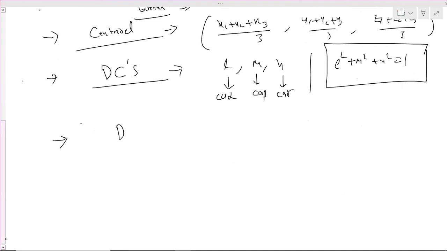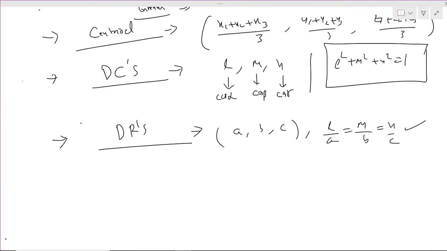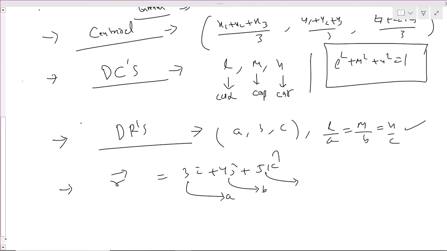Okay, direction ratios a, b, and c, which are proportional. l upon a equals m upon b equals n upon c, we can write. If any vector is given, r vector 3i cap plus 4j cap plus 5k cap, then this is a, this is b, and this is c. So how to find direction cosines? If a vector is given, just divide a upon mod r, b upon mod r, c upon mod r.